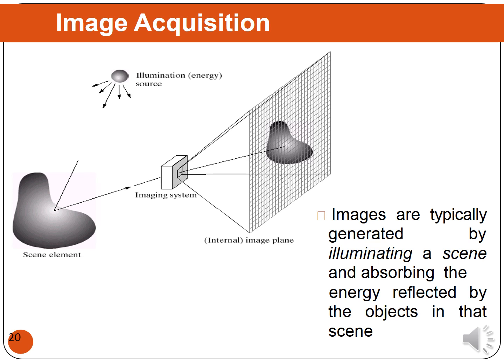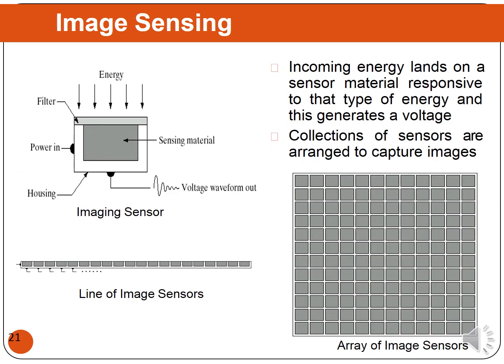Okay, so these images are typically generated by an illuminating source. The energy that is emitted gets reflected upon the scene element, then captured by the imaging element, and finally displayed in the internal image plane.